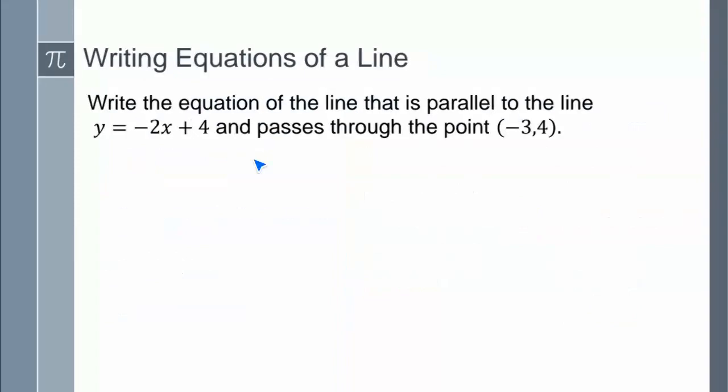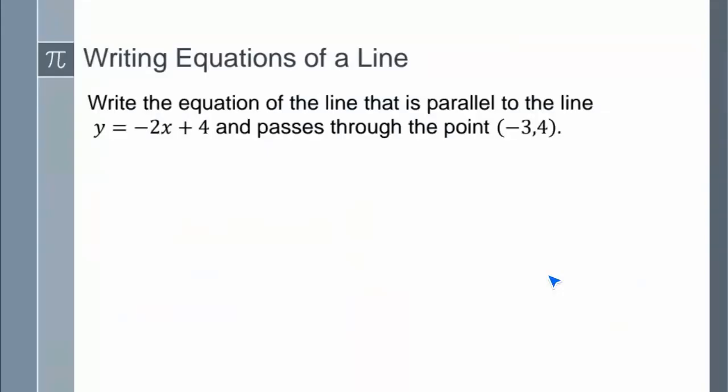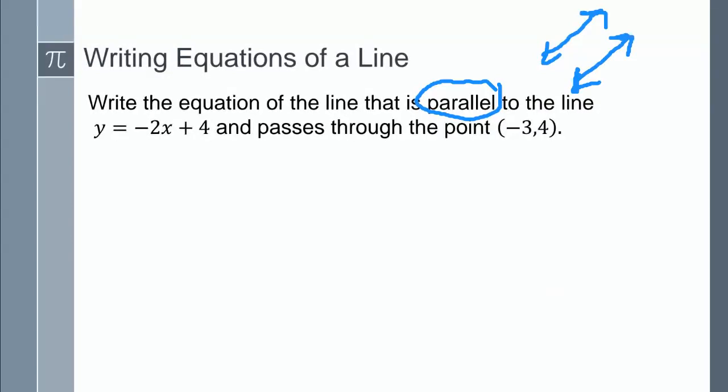Okay, well, this one is going to require us to do the same thing. So it says, write the equation of a line that is parallel to the line y equals -2x plus 4 and passes through the point -3, 4. So a key word here is going to be the word parallel. So parallel lines are the ones that never intersect. And something special about parallel lines is that they're going to have the same slope.